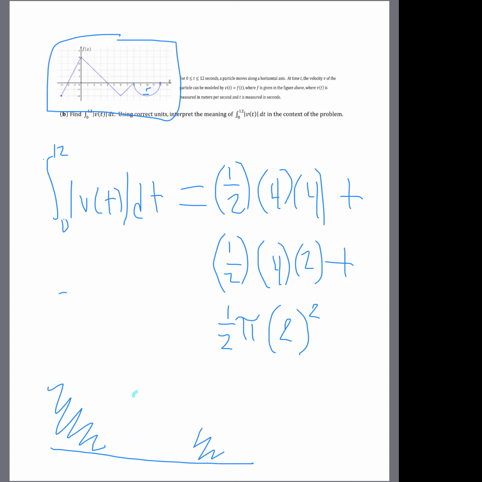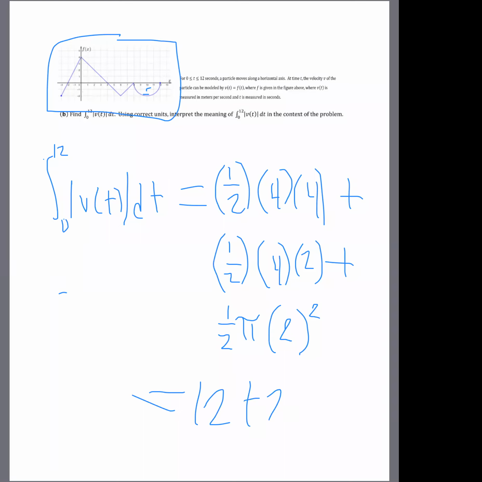I think, no, honestly, you don't have to add that up, but if you do, it ends up coming out to be 12 plus 2 pi, and then do not forget the meter, because it said units, because it tells you to answer with units. And remember, this is total distance, so what would the units be if velocity is meters per second? Julia?